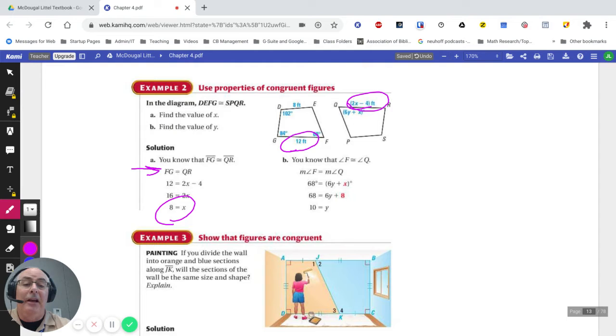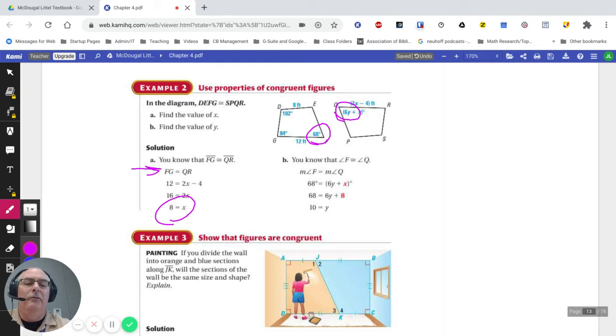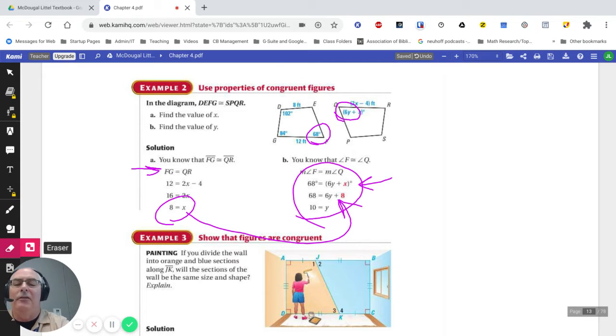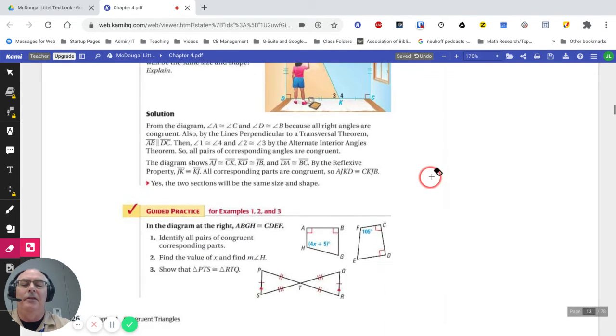For my angles, when I do that rotation, I know that angle F here is going to correspond to angle Q, which is 6y plus x. So I've solved x here. I'm able to plug it in there. I can establish my relationship. And now what I've done is solved for both x and y using the information in the drawings, based upon knowing that the figures are going to be congruent.